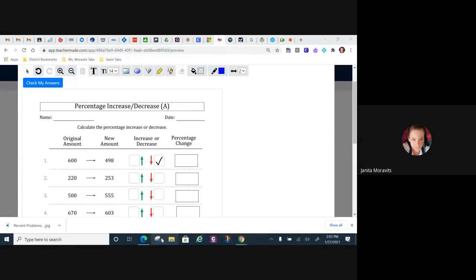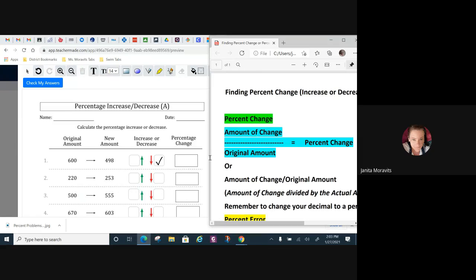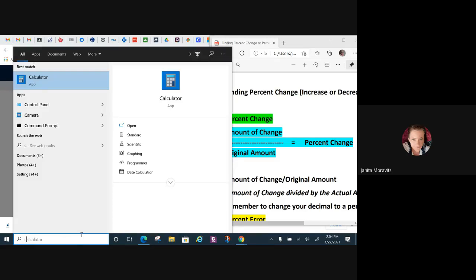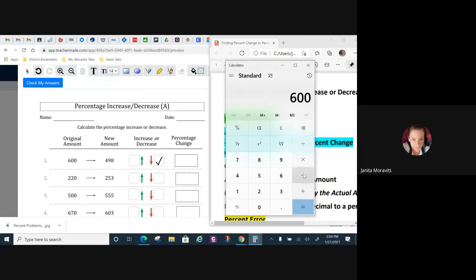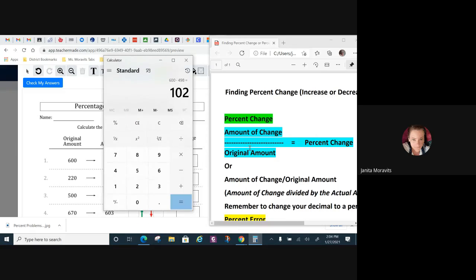All right, let's pull that other sheet back up here. So we need the amount of the change. Well, how much did it change by? We have 600 here and 498 here, so we need to find out what the difference is between those two numbers. We started with 600, and we're going to subtract 498, and that will tell us that it changed by 102. So this 102 is the amount of the change.